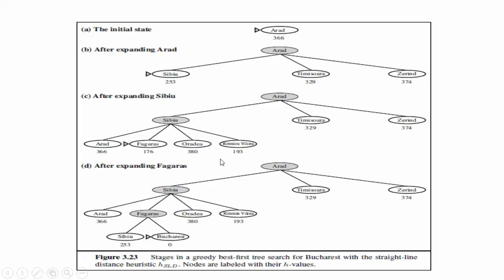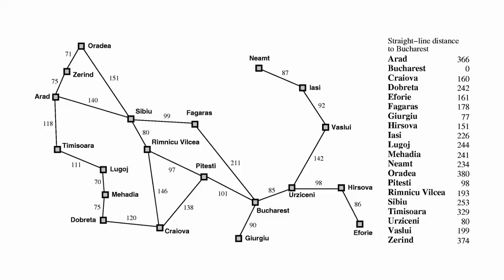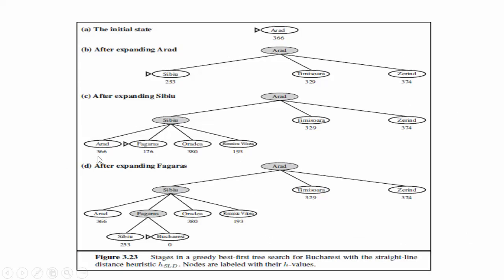From Sibiu, how many nodes are expanded? Again look back at the graph. From Sibiu you can expand to Oradea, you can expand to Arad, you can expand to Rimnicu Vilcea, and you can expand to Fagaras. So that is expanded for Arad, Fagaras, Oradea and Rimnicu Vilcea. Again the same condition: among these four nodes, which one has the minimum estimated cost? Fagaras has the minimum estimated cost, 176, so we have to consider it. From Fagaras we have to expand the node.